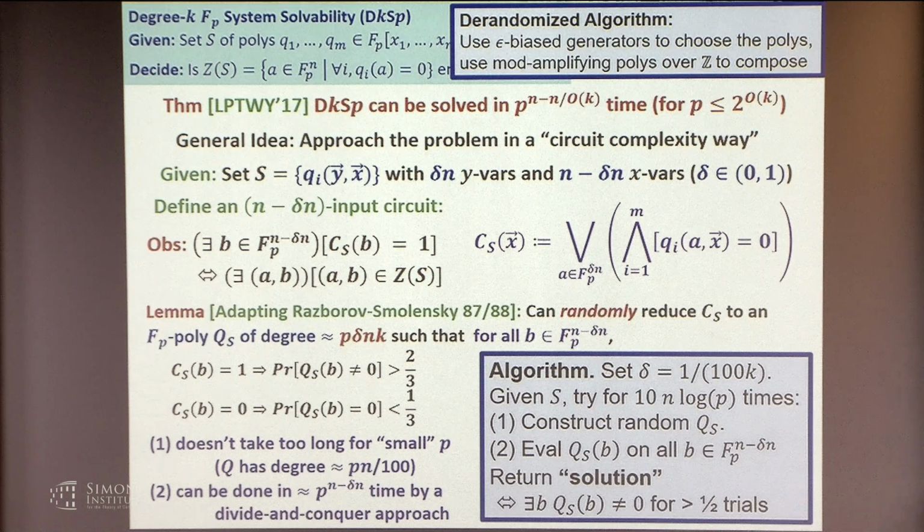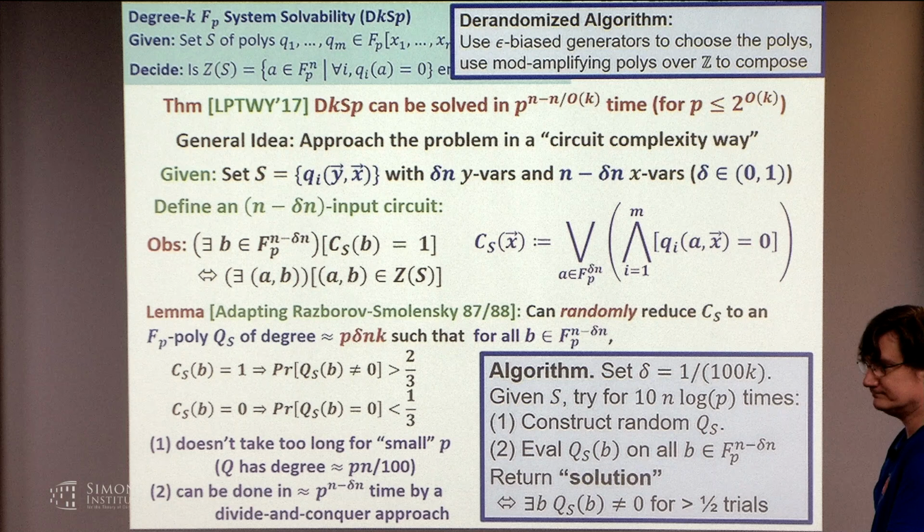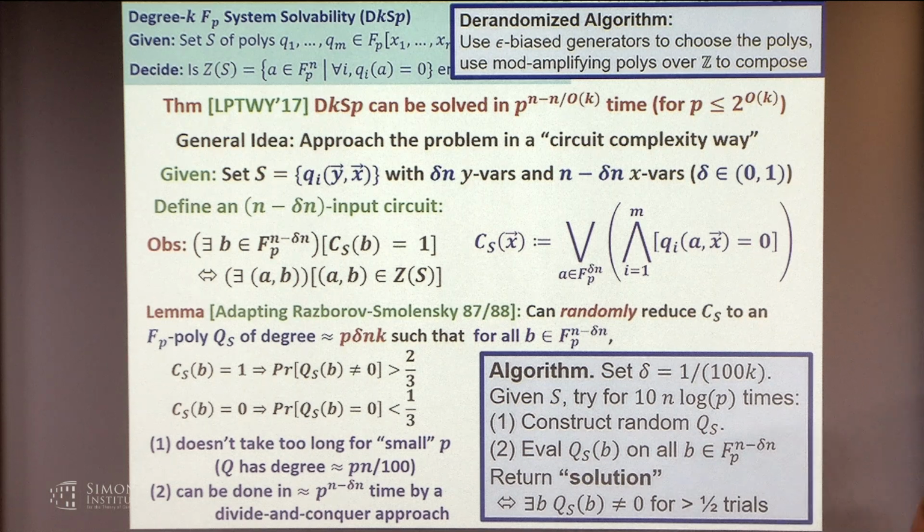So why do you need the mod amplifying for deterministic but not for randomized? It just turned out to be convenient, and in fact, it allows us to count the number of solutions. I don't know if I have a good succinct explanation for it. There are some limits on my ability to be succinct in one slide.